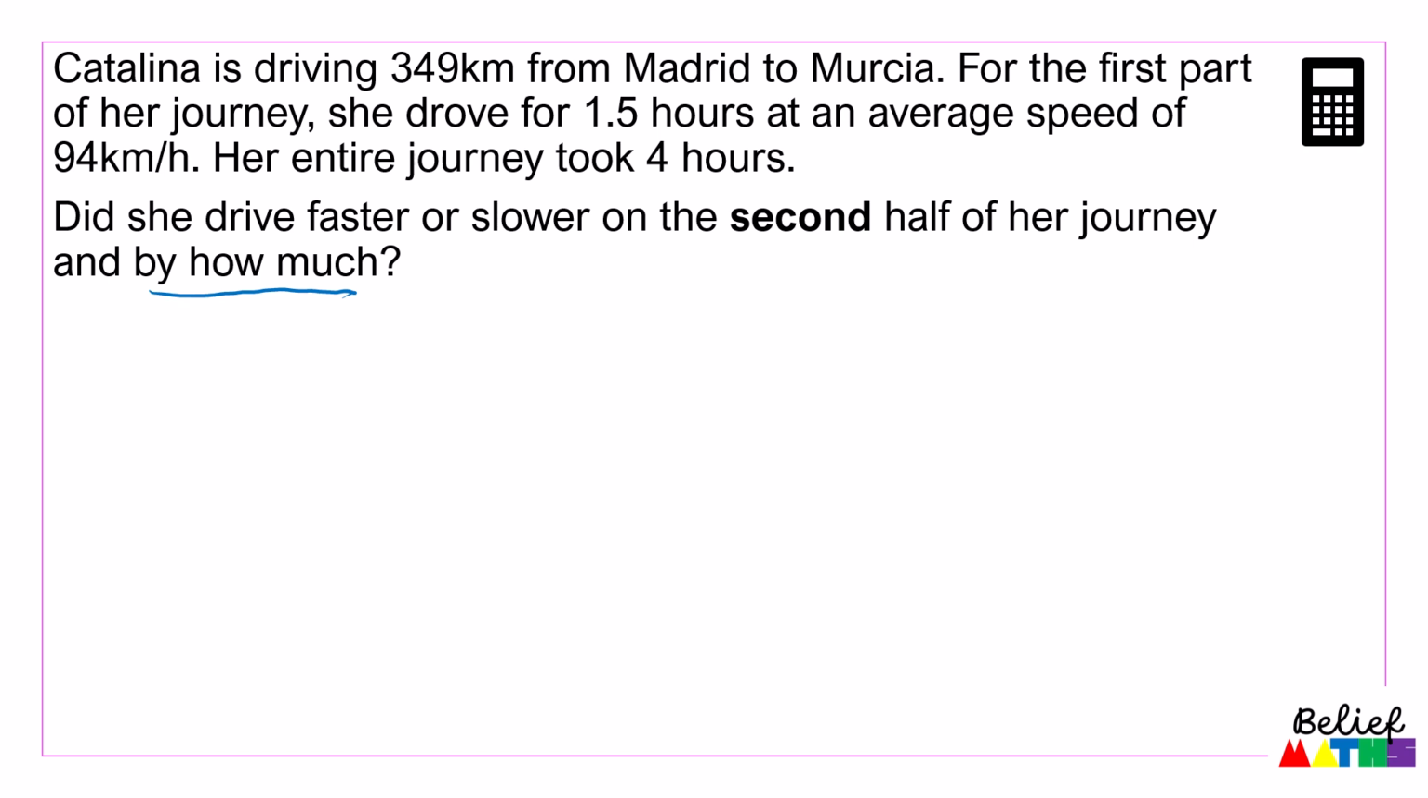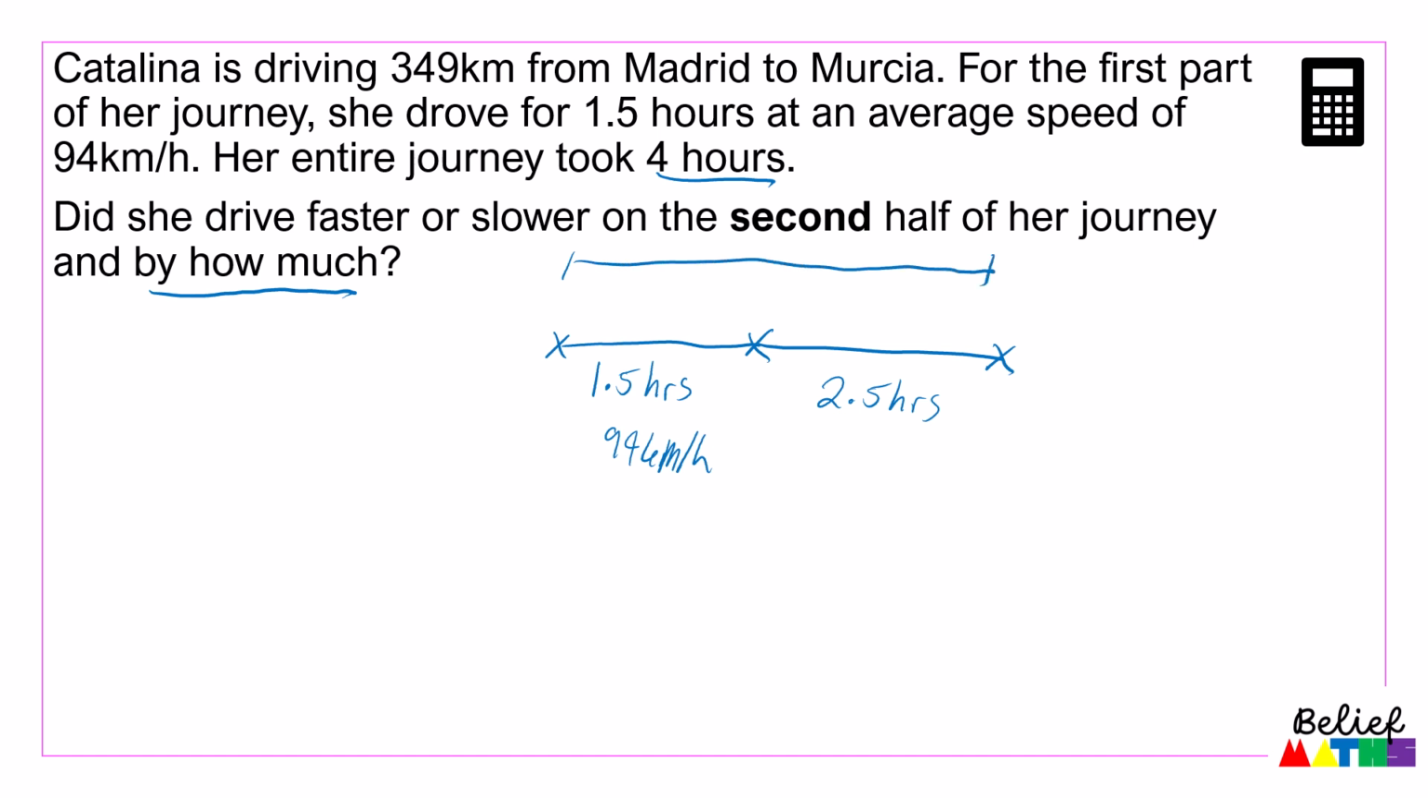So it's not just about saying faster or slower, we have to say by how much. Now I like to use a very simple diagram for this. So there's my start point, there's my middle point, and there's my end point. This doesn't need to be proportional, it's just a nice way to identify this and to lay it out so you can follow what you're doing. I like to put my distances on top and then my times and my speeds underneath. So the first part, 1.5 hours at 94 kilometers per hour. And the second part, because we know it took 4 hours in total, we know the second part of the journey must have taken 2.5 hours. And then we don't know the distances. The only information we know about the distance at the moment is that the overall distance was 349 kilometers.